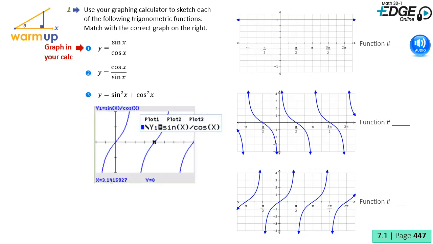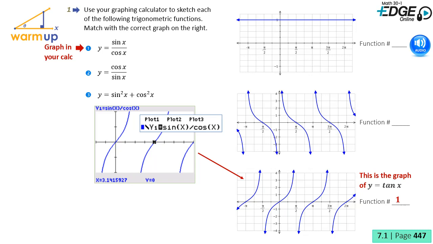When inputting sine x over cosine x as our y1 function, it's important to close the bracket after the x of sine x. Otherwise, we'll get a very different graph, and that can be a little unsettling. Did you recognize that this was the graph of y equals tan x? That's because sine x over cosine x is equivalent to tan x.